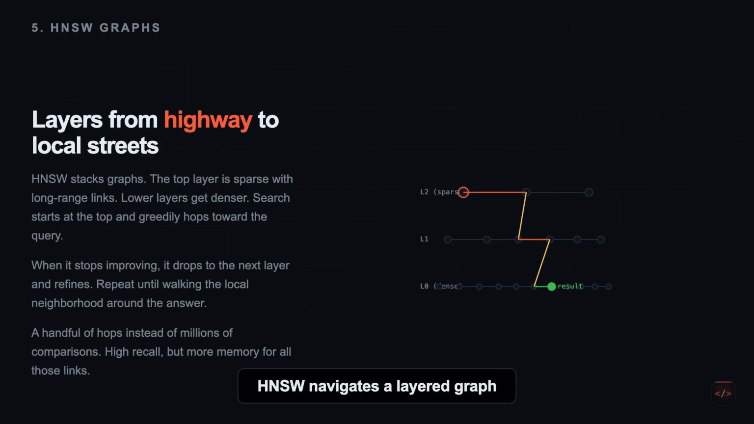streets. A search starts at the top, greedily hops toward the query along the highways, then drops down a level and refines again and again until it is walking the local neighborhood around the answer. So you reach the right region in a handful of hops instead of scanning millions of points. It is fast and high recall at the cost of more memory for storing all those links.